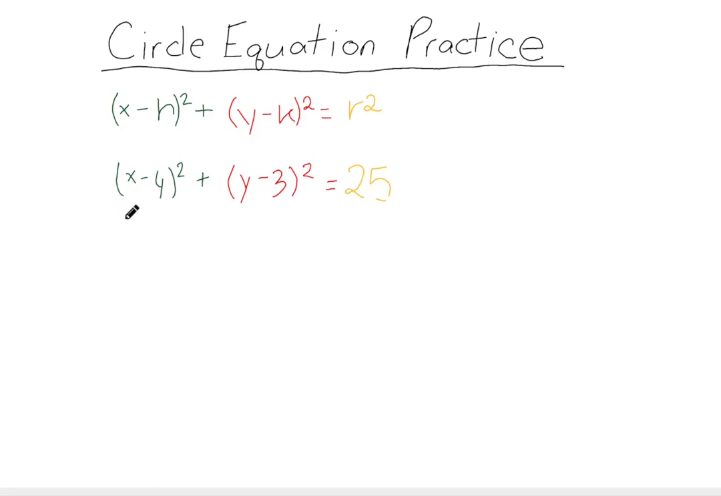So this equation here that I've just written is going to create a circle centered around 4 and 3. This is going to be the center of our circle. And the radius of the circle is going to be 5 because the square root of 25 is 5. So now that we've reviewed these, we are going to move into the questions.